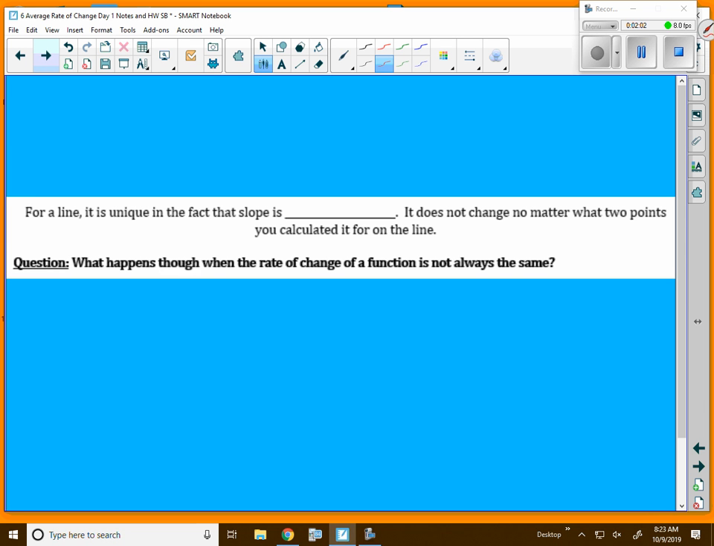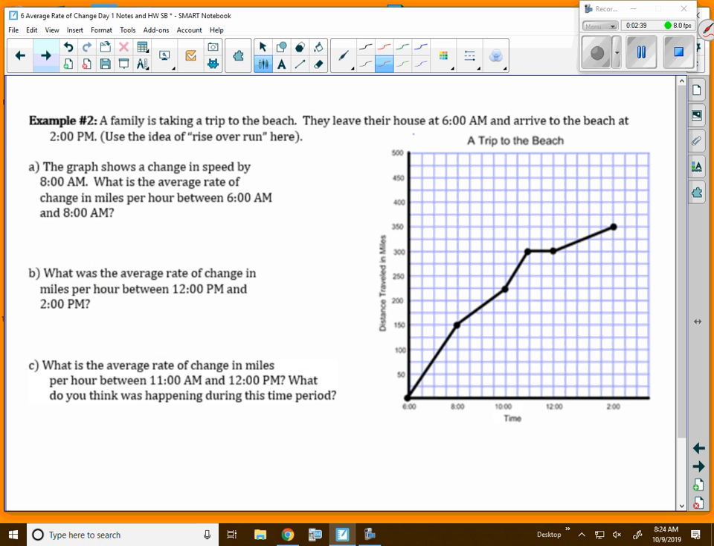All right, so a line is unique in the fact that slope is constant. So no matter where we find the slope on a line, it will be the exact same slope. Okay? So whatever 2 points you choose on a straight line, it's going to be the same slope. What happens though when the rate of change of a function is not always the same? Well, then I have to ask you, give me the average rate of change between these 2 x values. You'll see that a lot. Okay, so let's look at example 2, and you'll kind of see what I'm talking about.